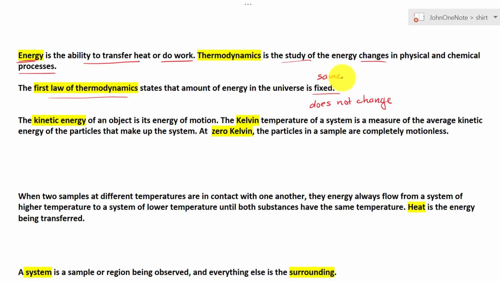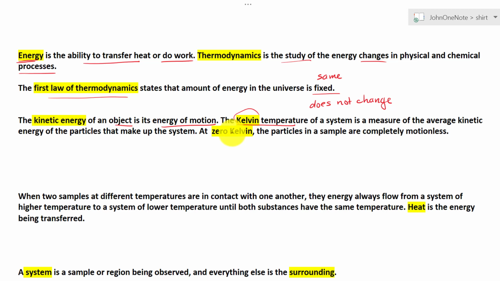Then we have another term called kinetic energy. This type of energy of an object refers to the energy of motion. Think of motion, let's talk about velocity, how fast it goes. Then we have Kelvin temperature. One thing you need to realize is that when we talk about energy, we are talking about energy in terms of the Kelvin scale. All your math and all your calculations will be done in terms of Kelvin. So if you have Celsius or Fahrenheit, you need to convert to Kelvin.